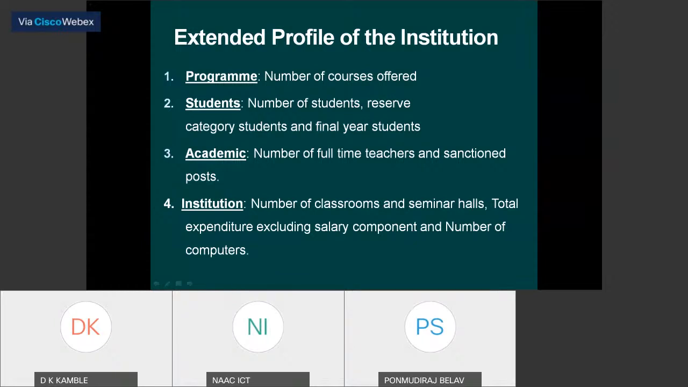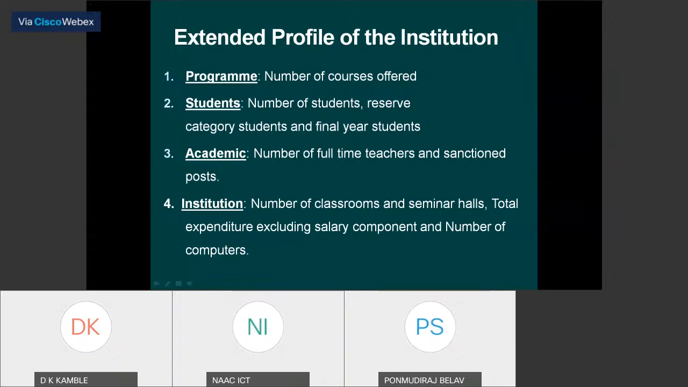For this, we need supporting documents. For example, how many class and seminar halls are there? Recent geotag photos are required, and a list of classrooms is required. That I will explain criteria-wise.